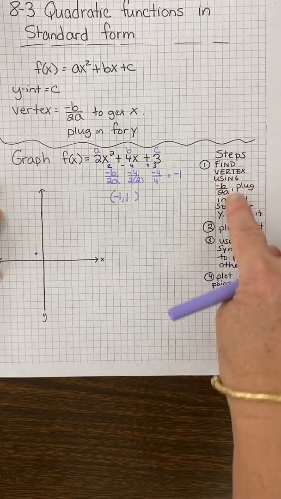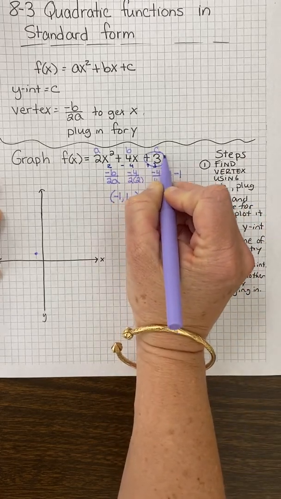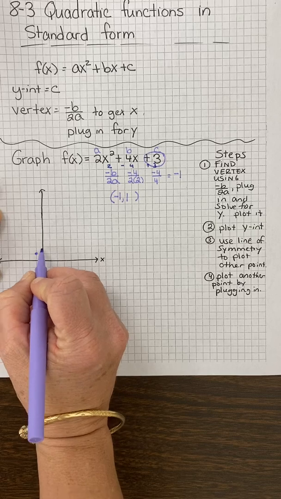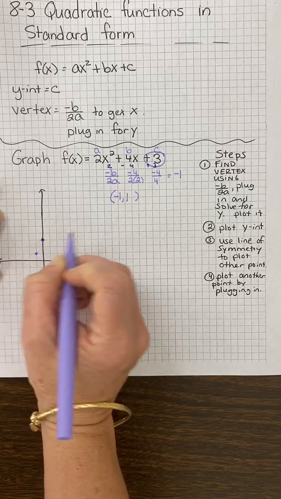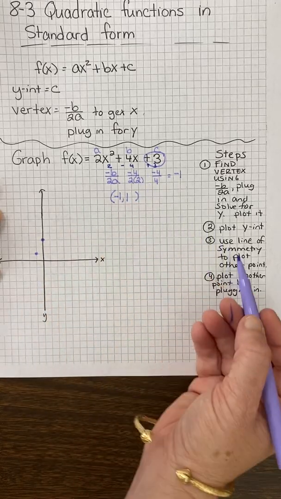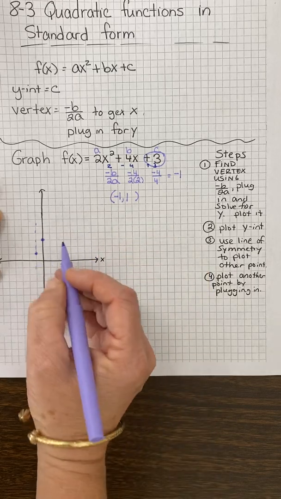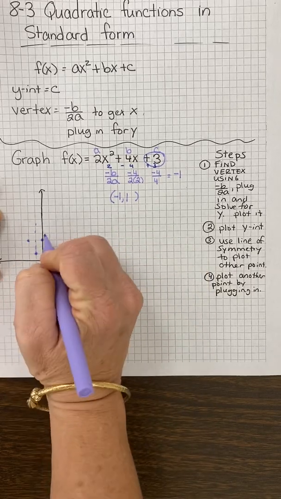I have plotted the vertex. The next thing is the y-intercept. The y-intercept is right over here. The y-intercept is 3. Now, that's really easy to see in standard form. And then I can use the axis of symmetry, which is right here. I can use the axis of symmetry to flip it over, and I know it's going to be over here.